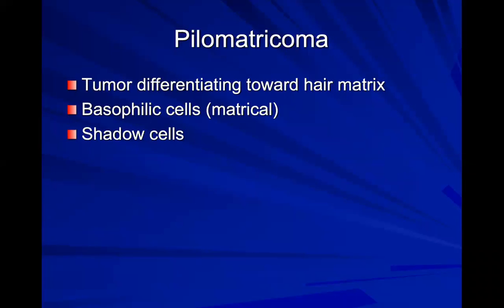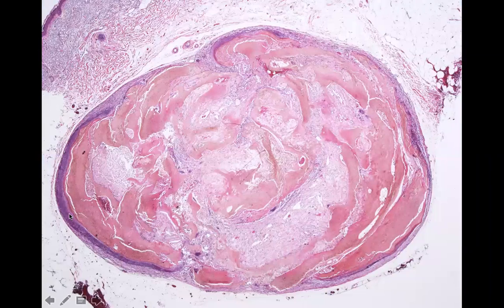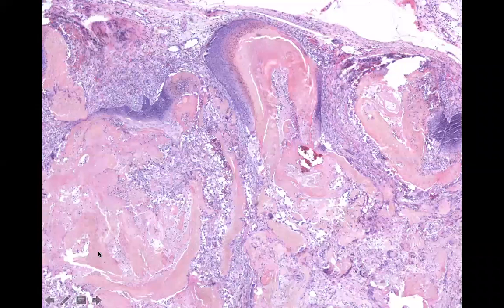Pilomatricoma, again, this could be in the cyst category, but you could also put it here where you have now a cystic structure that comes from the matrical portion of the hair follicle. And the matrical portion of the hair follicle does not cornify, right? It doesn't make cornified cells. It's supposed to feed into an inner and outer root sheath that makes a hair shaft. So you get these shadow cells instead. So here's the blue cells. That's what the tumor is derived from, the blue cells, the matrical cells.